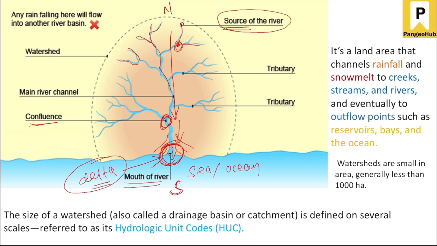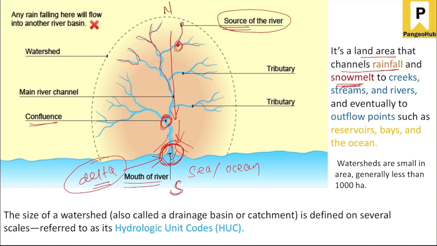So now the definition of watershed. It is a land area that channels rainfall and snow melt, because the water which is moving in a river system is not only fed by rainwater but also by snow melt. For example, the Ganga river system. In monsoon time we get water from rain, which feeds as surface runoff. In summertime we generally get water in the Ganga river system from the melting of snow in the Himalayan region.